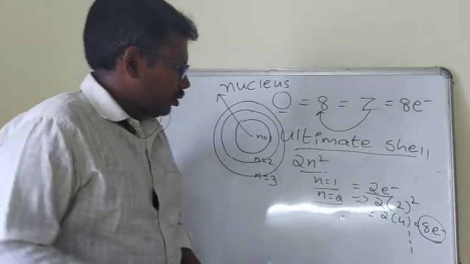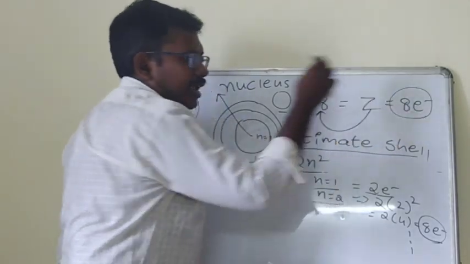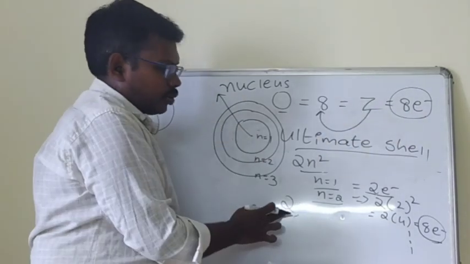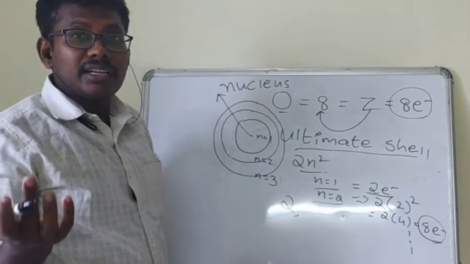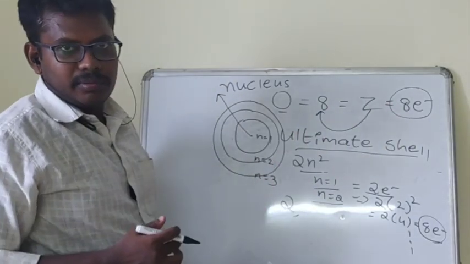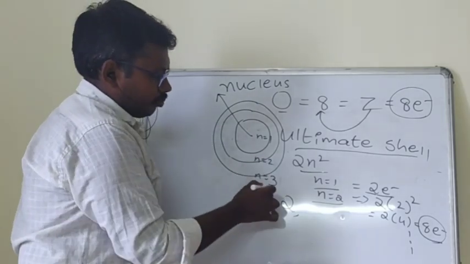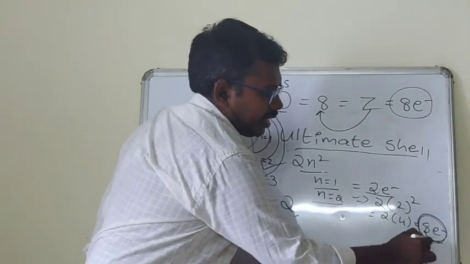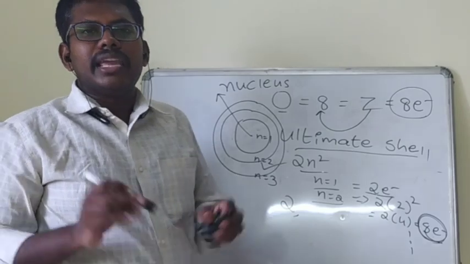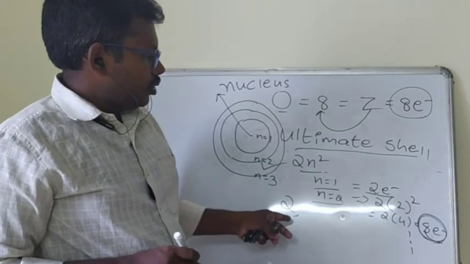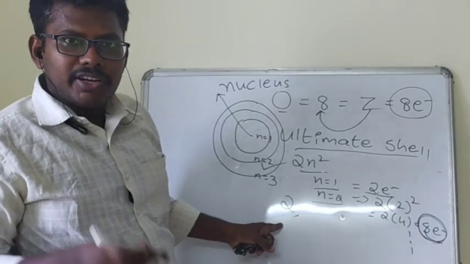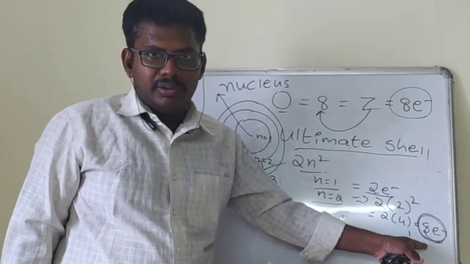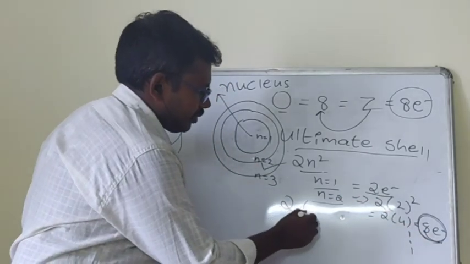Understand? So out of 8 electrons, 2 electrons enter into the first orbit. Still how many electrons are there? 6 electrons more. Now coming to the second room, what is the capacity? 8 electrons. It means in the second room, 8 electrons can be accommodated. Out of 8, 2 electrons are already accommodated in the first orbit, so 6 electrons are there. So 6 electrons can be accommodated in the 8-electron orbit, no? Yes.